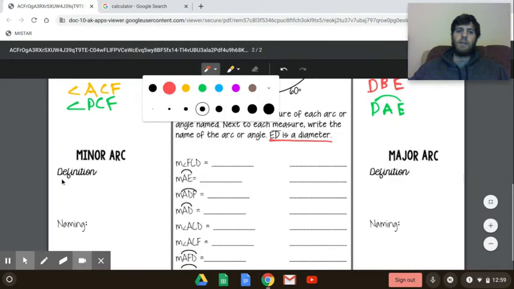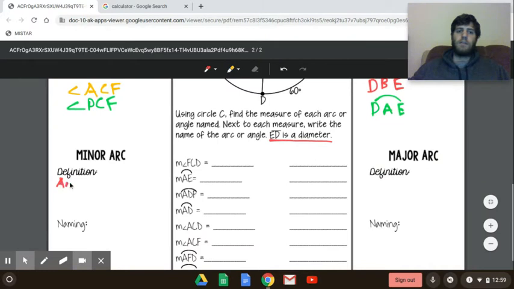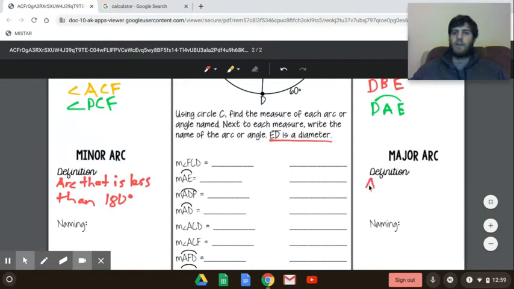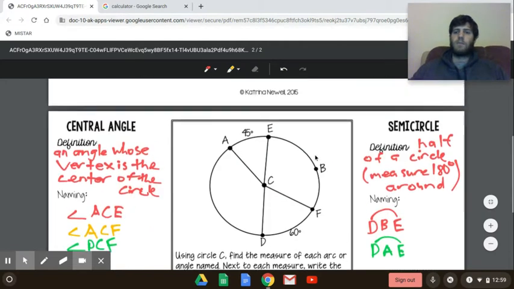Okay, so a minor arc is an arc that is less than 180 degrees. So less than 180 degrees. A major arc is an arc that is more than 180 degrees. So a semicircle is an arc, right?